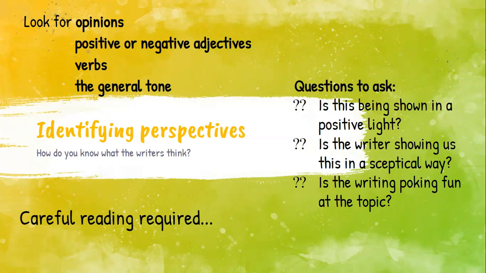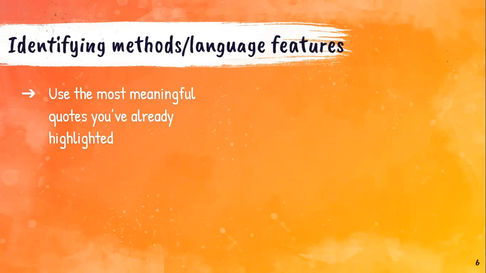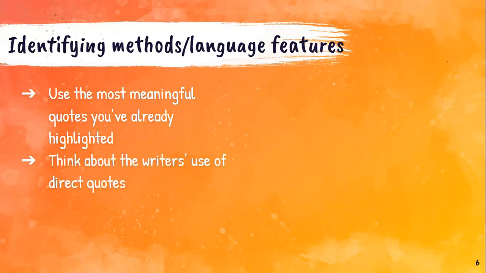Next up, once you've highlighted some quotes in your text showing those perspectives, the next step would be identifying the methods or the language features that the writer is using. So use those meaningful quotes that you've already highlighted. Look at the ones that you can get a lot out of. Think about the writer's use of direct quotes. Are they quoting other people, and how do they seem to react to those quotes? And zoom in on words, verbs, and adjectives in particular.